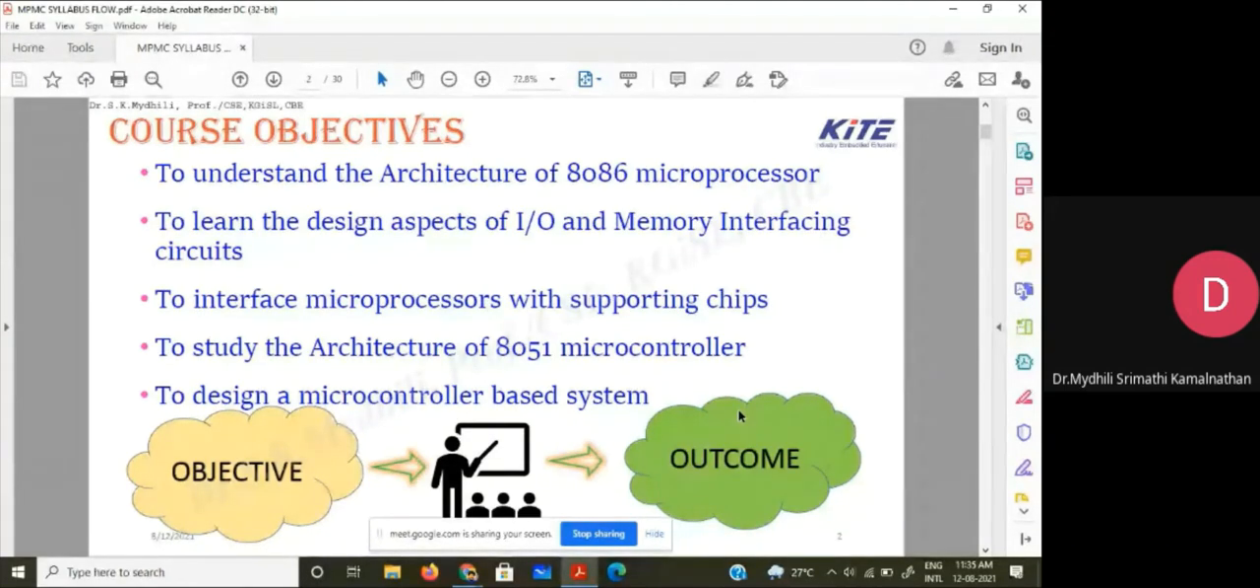First, I'll go with the course objective. It starts with the microprocessor, let me say it simply. This course objective is given by the Anna University syllabus. Based on the syllabus, for each unit they have given an objective, so that at the end of each unit, and of the course, you will be able to study something useful for your career in future. The first point here is to understand the architecture of the 8086 processor.